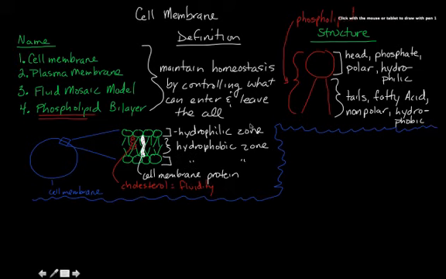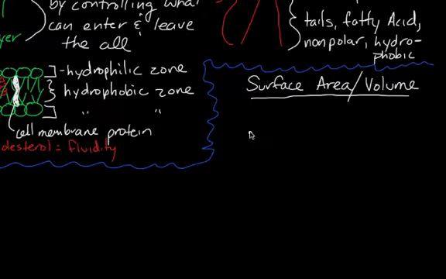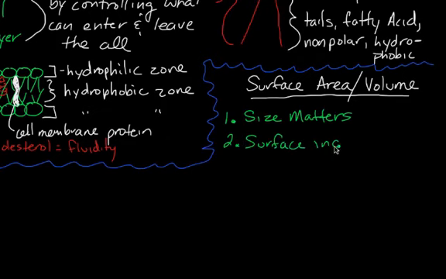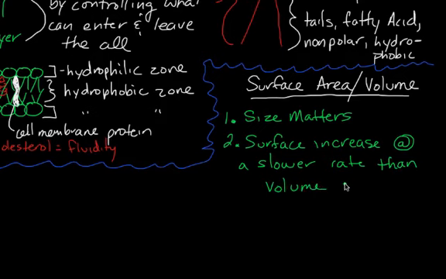And I'm going to go ahead and label this surface area to volume. And we're going to talk about why this is important. The first thing that I want to tell you that you need to write down is that when we're talking about cells, size matters. And there's a reason why size matters. Because when we are looking at cells, surface area increases at a slower rate than volume. Now that's sometimes hard to think about.